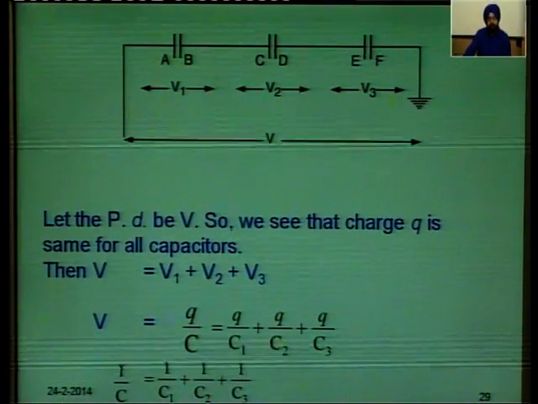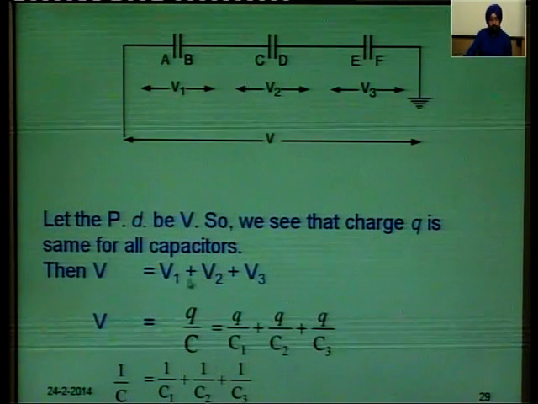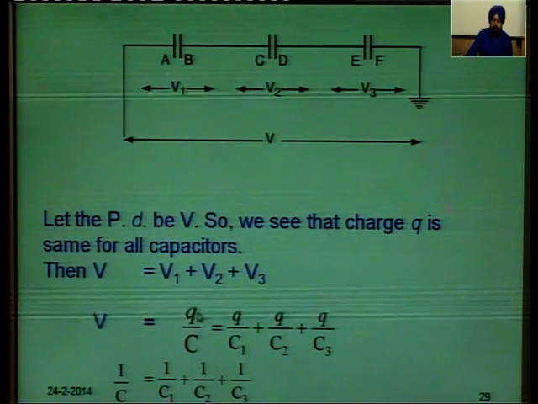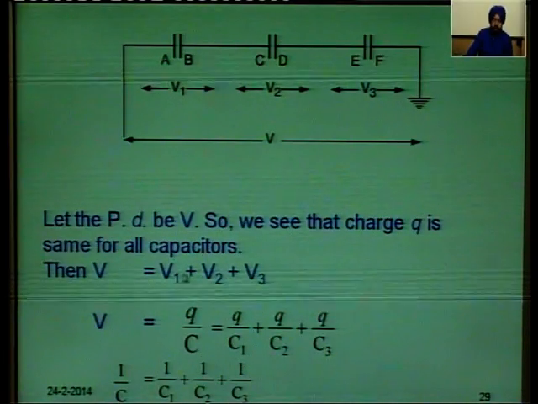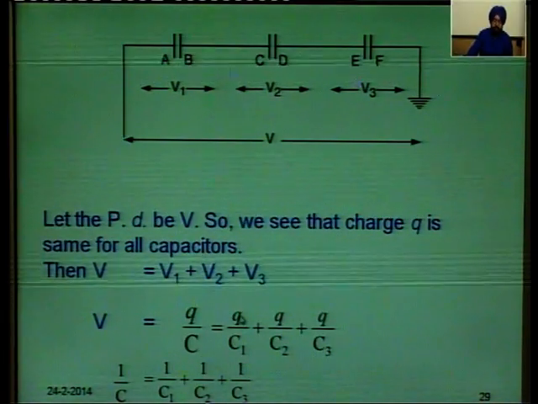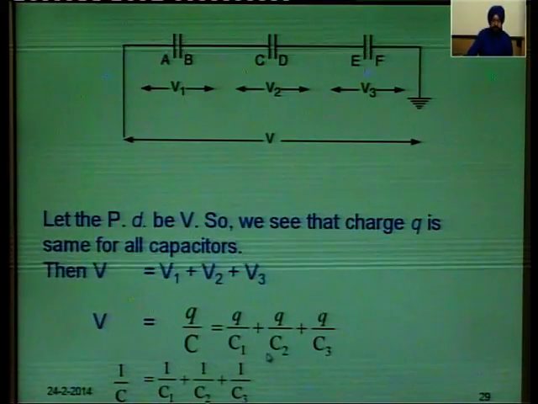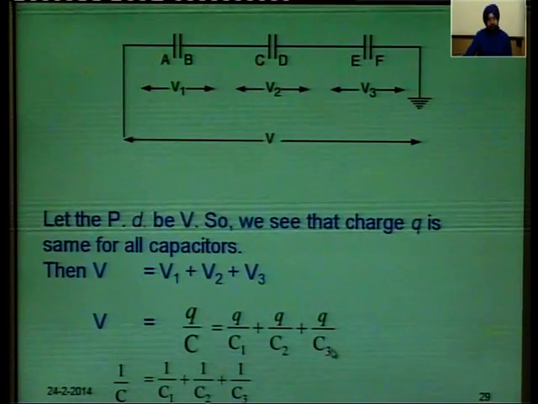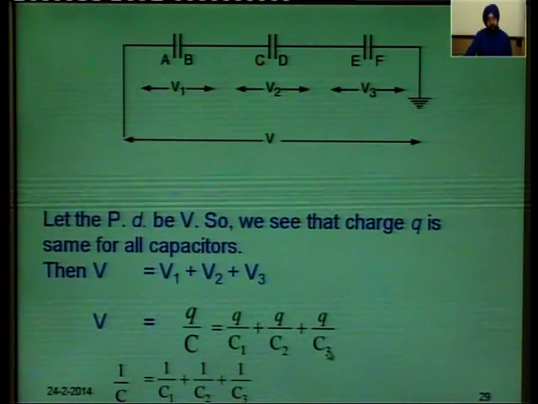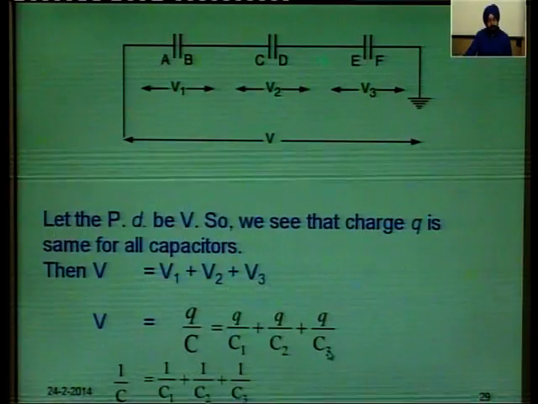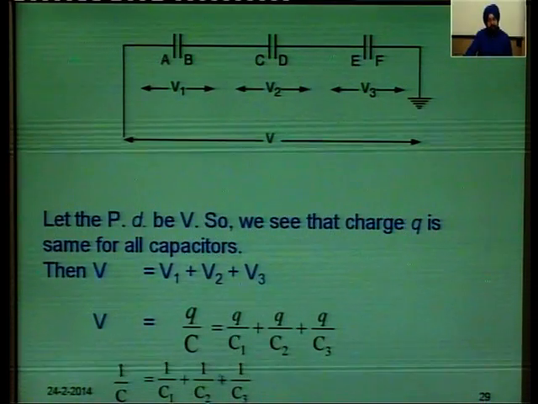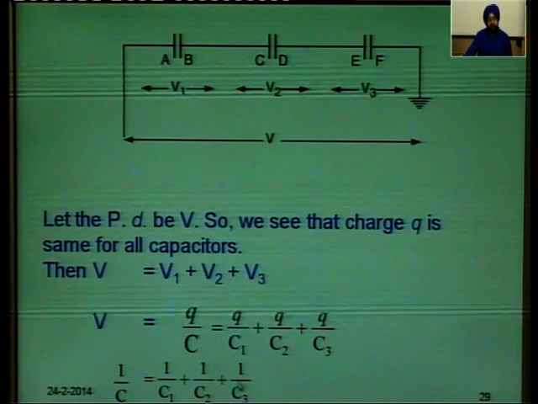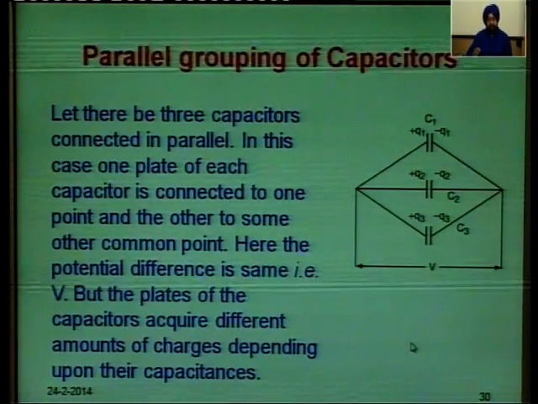Charge is same. This means V is equal to V1 plus V2 plus V3. So, V is equal to Q upon C. V1 you will write as, because charge is same, Q upon C1. In the second capacitor, V2 you will write as Q upon C2. V3 you will write as Q upon C3. Q cancels, you get 1 over C equal to 1 over C1 plus 1 over C2 plus 1 over C3.